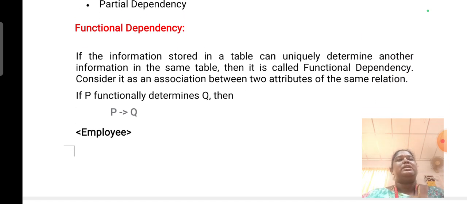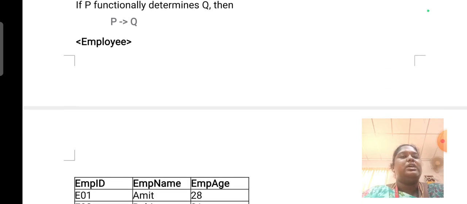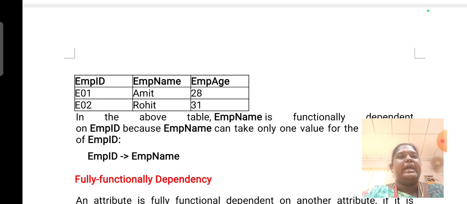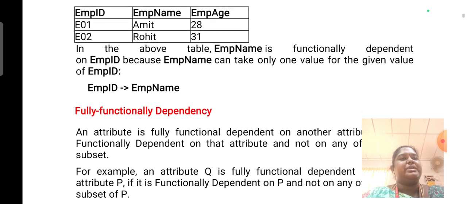Functional dependency means information stored in a table can uniquely determine other information in the same table. It is an association between two attributes of the same relation. If P functionally determines Q, then P tends to Q. We have an example here, an employee table. Employee ID tends to employee name. For each employee name, we have an employee ID. So employee ID is dependent on employee name. So it is a functional dependency.